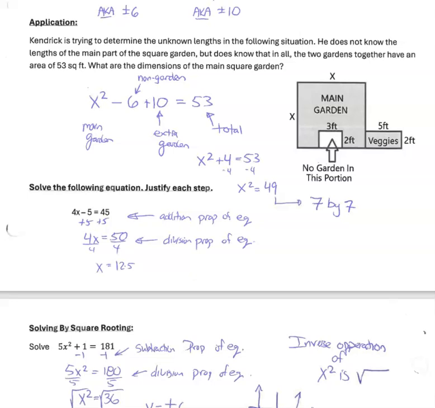And you can think of what are the values that would make this true. And it's technically 7 and negative 7, but for this problem, negative 7 makes no sense. It's called an extraneous solution because you can't have a side length of negative 7, so we just ignore that solution even though it's technically a solution. And you find out that this main garden is going to be a 7 by 7. And you can always check your answers. 7 times 7 minus 6 plus 10, and you do get 53.